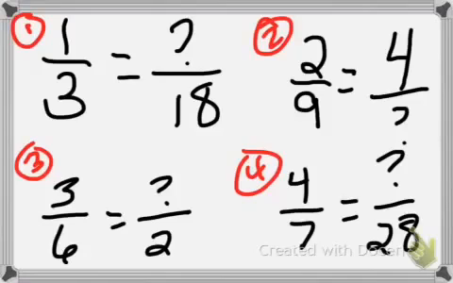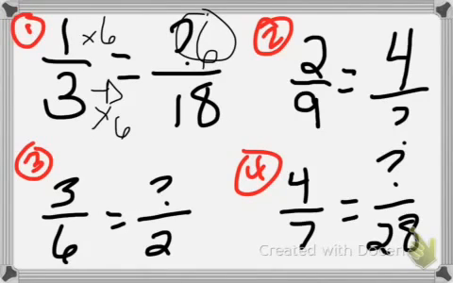Okay, we'll start with number 1. So, how do you get from 3 to 18? You would take it times 6. If we do it to the bottom, you have to do it to the top. So it would be 6/18 is your answer. On this one, we have 2/9 is equal to 4 how many? Well, we don't have the bottom, so we can't go there, but how do we go from 2 to 4? We multiply by 2. If we do it to the top, we have to do it to the bottom. So our answer would be 4/18.